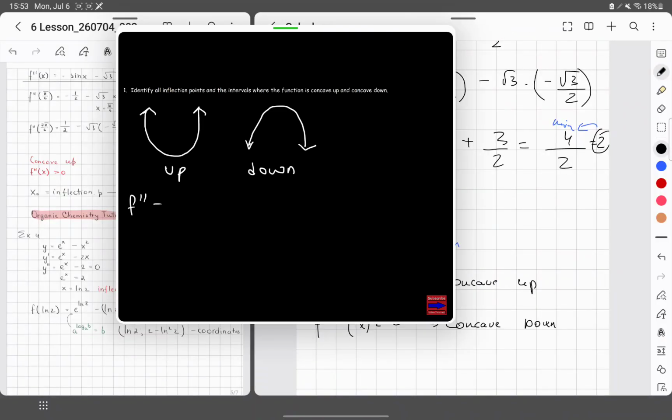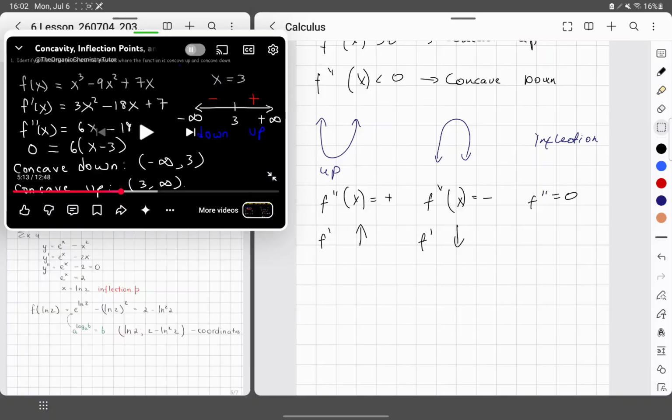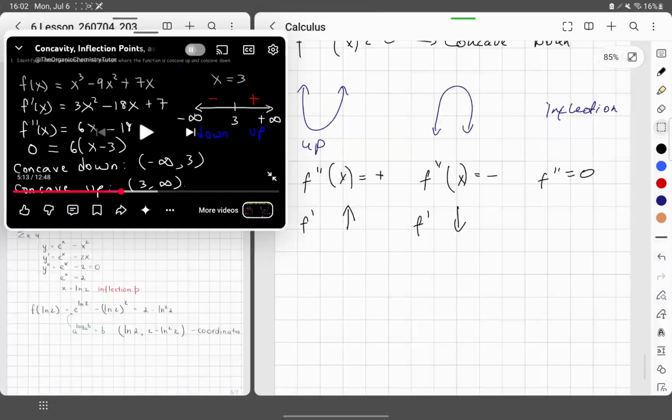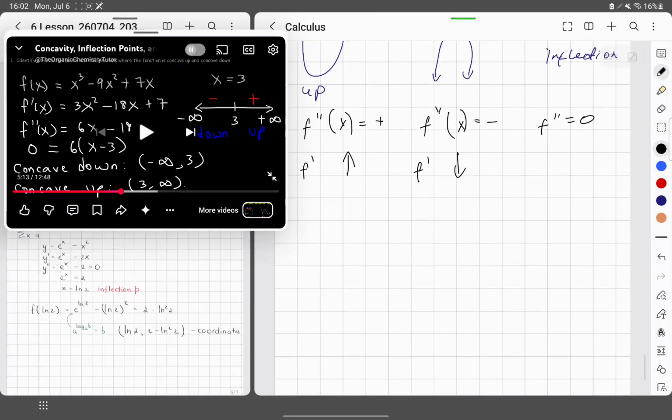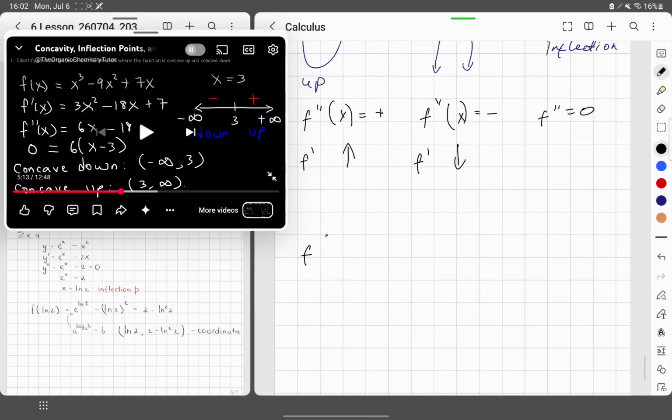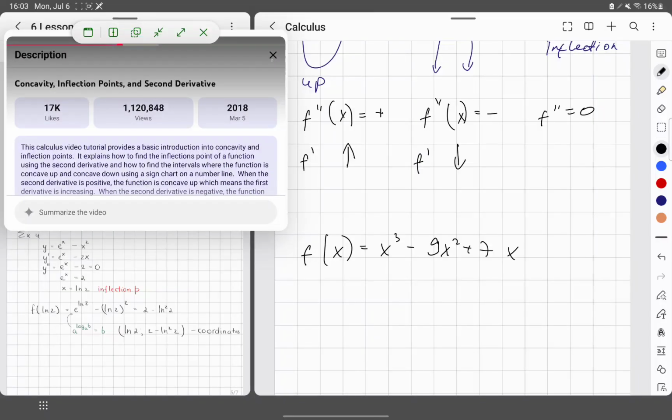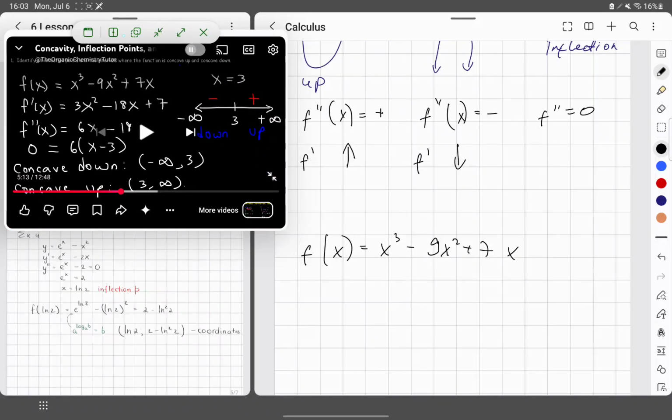The second derivative is positive, which means that the first derivative is increasing. Okay, well done. That was a short video, but I want to write what I've learned so far. Let's say we have something like this, plus 7x. And I'm going to try to do this by myself.